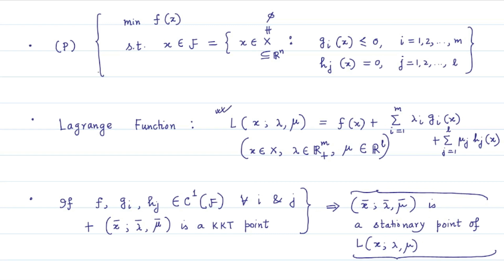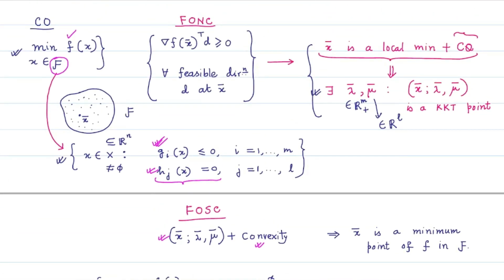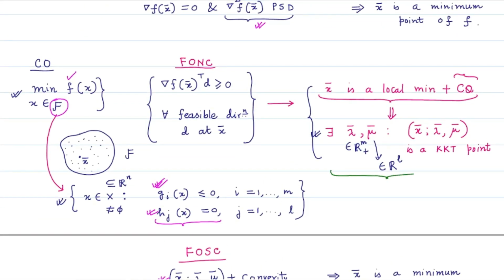So to find a minimizer of this constrained optimization problem, we can just crudely go for analyzing the unconstrained optimization problem, minimization of this Lagrangian function. So here we notice that with the help of this Lagrange function, the first order necessary optimality condition for the constrained optimization problem can be equivalently written as: x bar, lambda bar, mu bar is a stationary point of the Lagrangian or the Lagrange function L(x, lambda, mu).